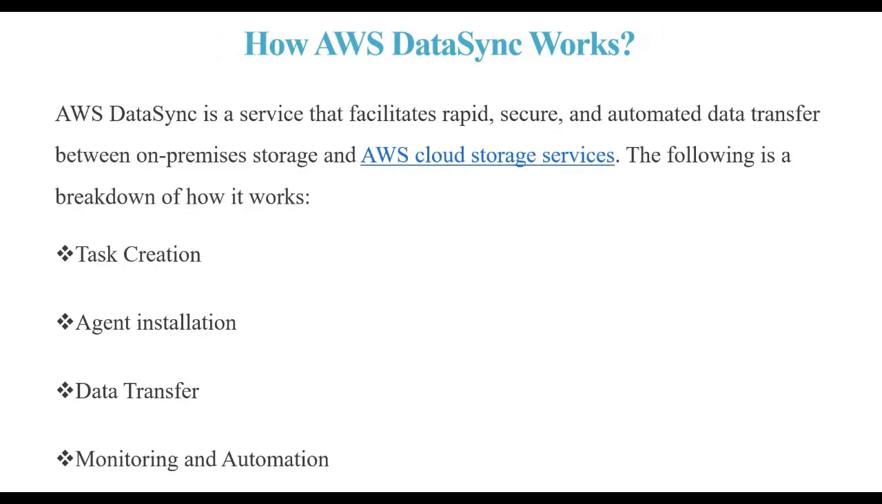The next topic: how AWS DataSync works. AWS DataSync is a service that facilitates rapid, secure, and automated data transfer between on-premises storage and AWS cloud storage services. The breakdown of how it works is: first task creation, then agent installation, then data transfer, then monitoring and automation. Let's see how it works one by one.